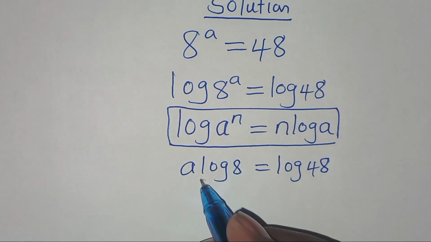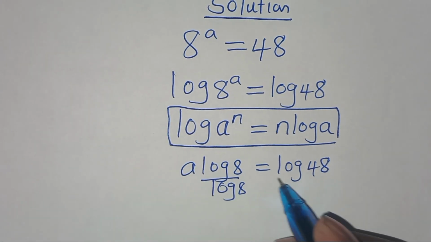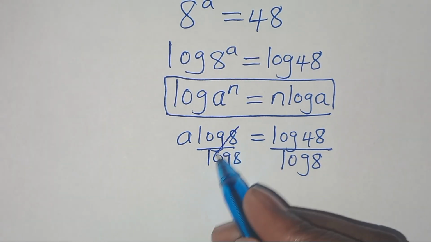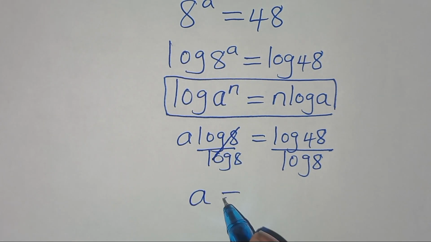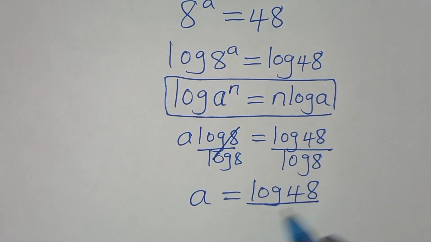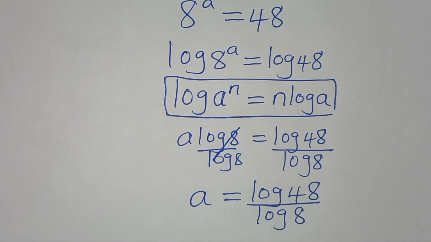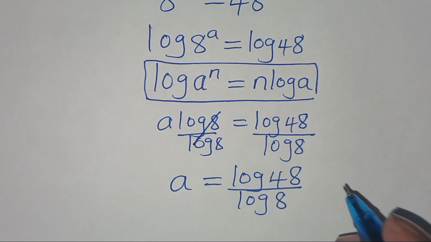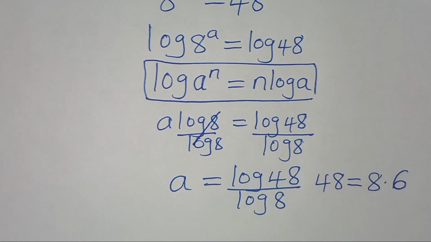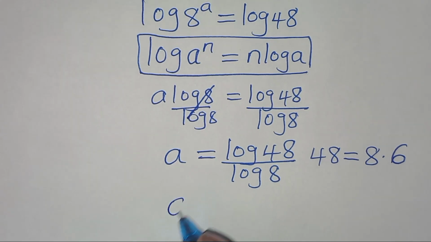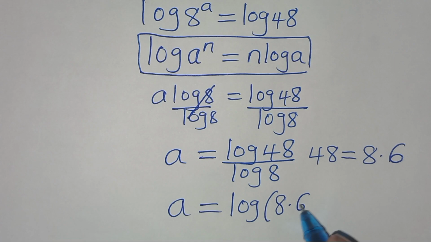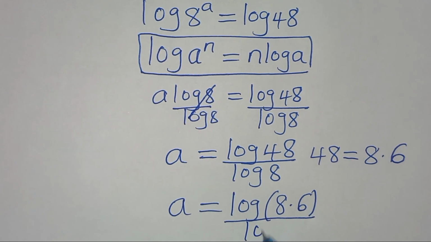The next step is to divide both sides by log 8. Let's simplify log 8 and log 8 so that here we have a is equal to log 48 divided by log 8. The next step is that we can express 48 as 8 multiplied by 6. So this implies that a is equal to log 8 multiplied by 6 divided by log 8.